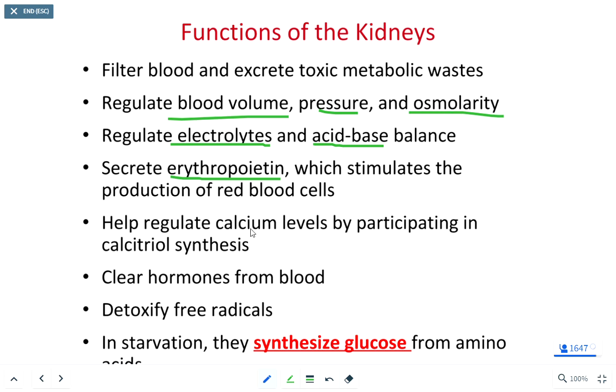Our kidneys help to regulate blood calcium levels by secreting a hormone known as calcitriol. Calcitriol was one of the many hormones of the endocrine system we talked about last semester. As we look at our kidneys, they remove excess hormones from the blood.